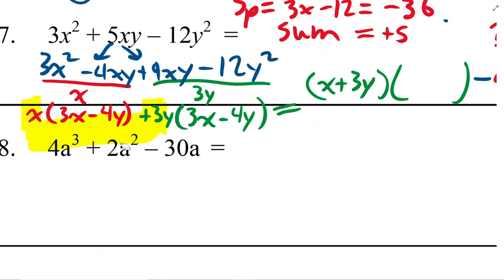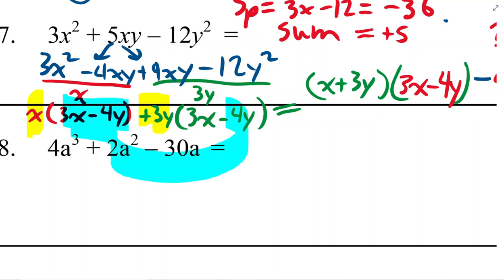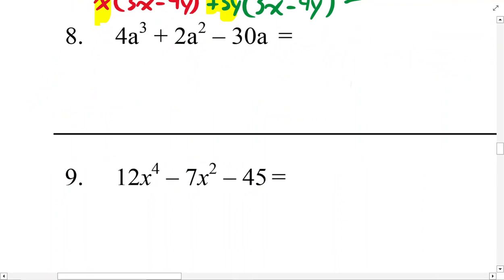Okay. X plus 3y. And the other bracket is? So the other brackets, 3x minus 4y. Okay. What's that? Yeah, they are the same. 3x minus 4y, 3x minus 4y. That's what's got to be the same, okay? That part. Tough question. Okay. All right.